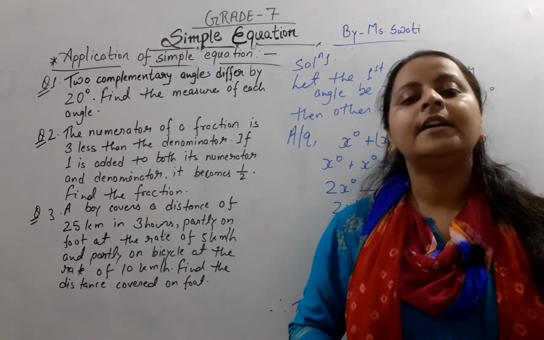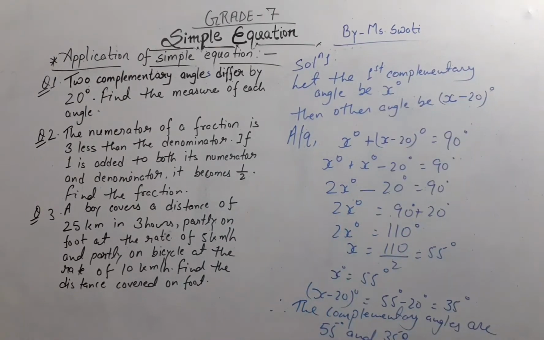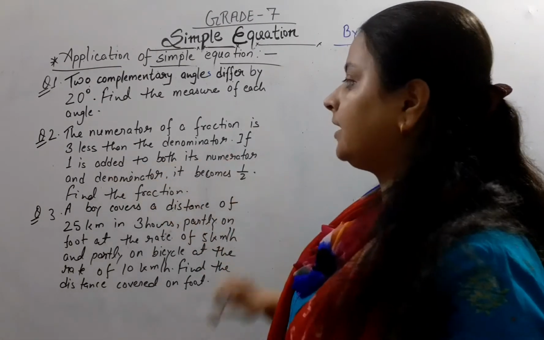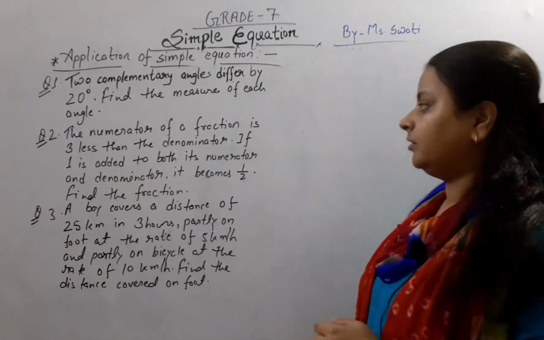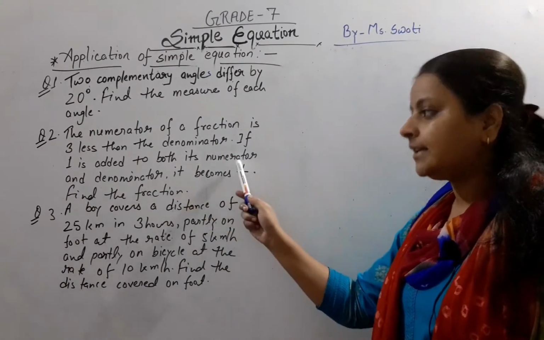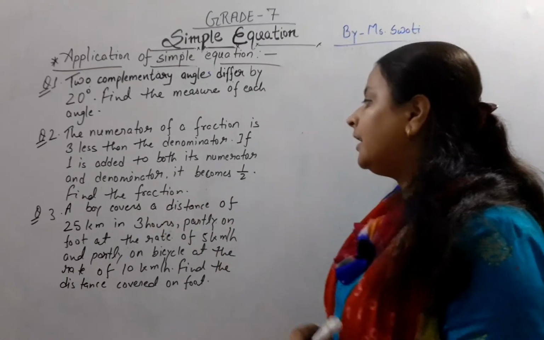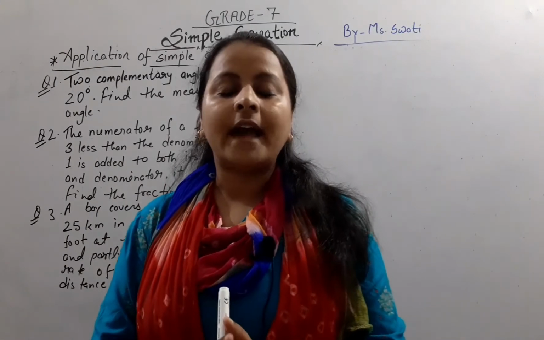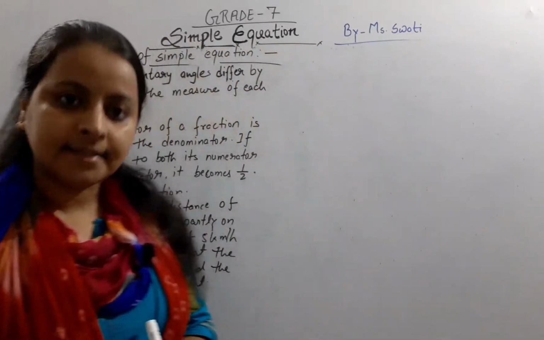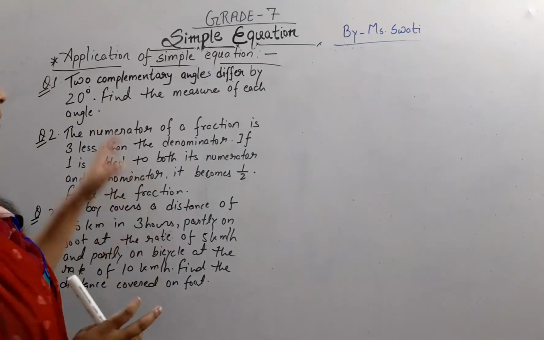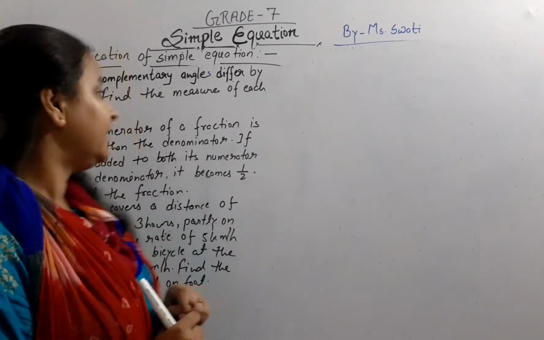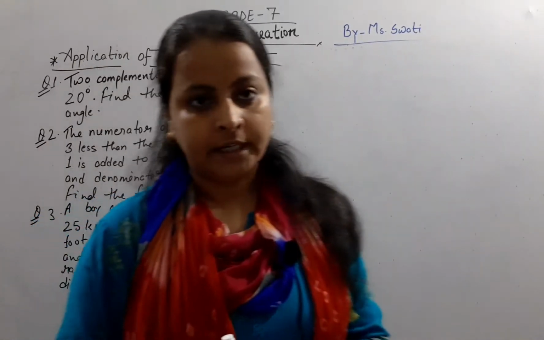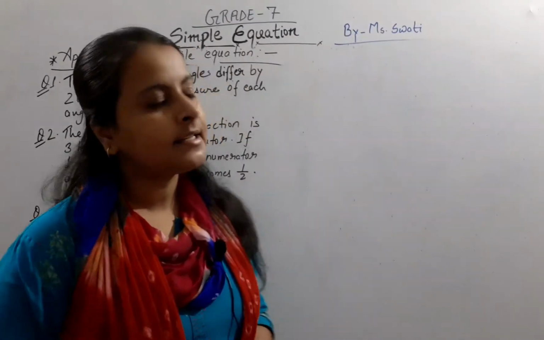Okay, now we move to our second question. Now the second question is, the numerator of a fraction is 3 less than the denominator. If 1 is added to both its numerator and denominator, it becomes 1 by 2. Find the fraction. Student, we know that a fraction contains a numerator as well as a denominator. Here the relationship between the numerator and denominator is given: the numerator of a fraction is 3 less than its denominator.